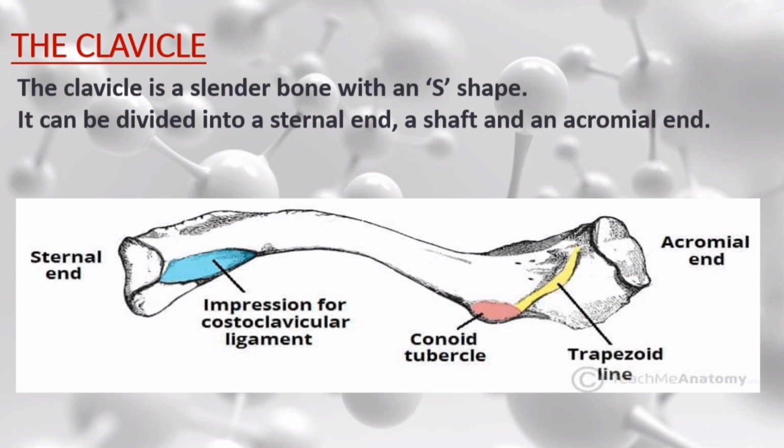The clavicle. The clavicle is a slender bone with an S shape. Facing forward, the medial aspect is convex, and the lateral aspect concave. It can be divided into a sternal end, a shaft and an acromial end.